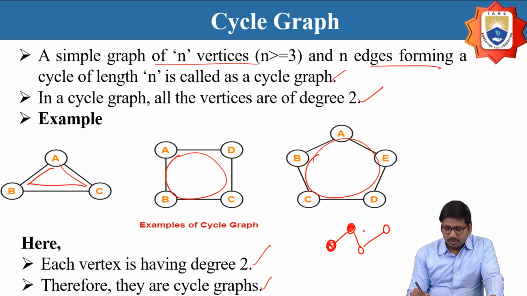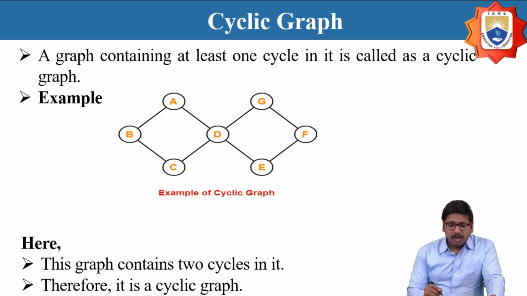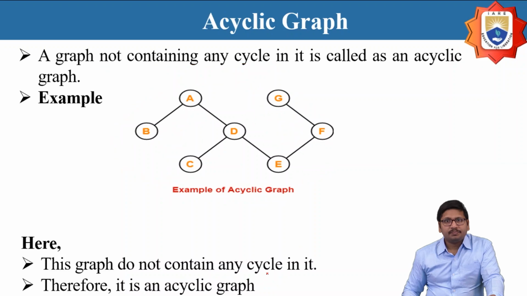In this graph, I am not going to obtain any kind of cycle, that's why it is called an acyclic graph. A graph containing at least one cycle is called a cyclic graph. In this graph there are two cycles, so it is called a cyclic graph. A graph with two cycles in it is therefore a cyclic graph.